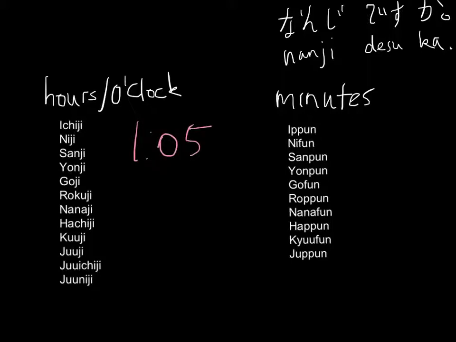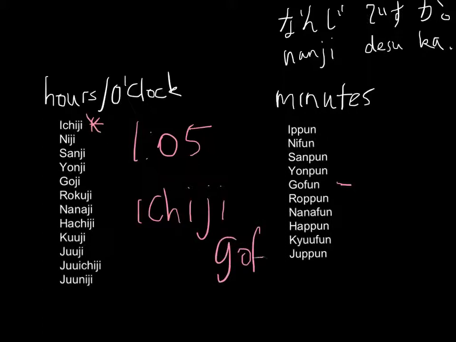What I need to do is use this one here first. So I will say ichiji. And then, because I said 5 past, I'm going to use the minute counter to add on to it. So ichiji gofun. So 1:05 is a mixture of this and this. 1:05 is ichiji gofun.